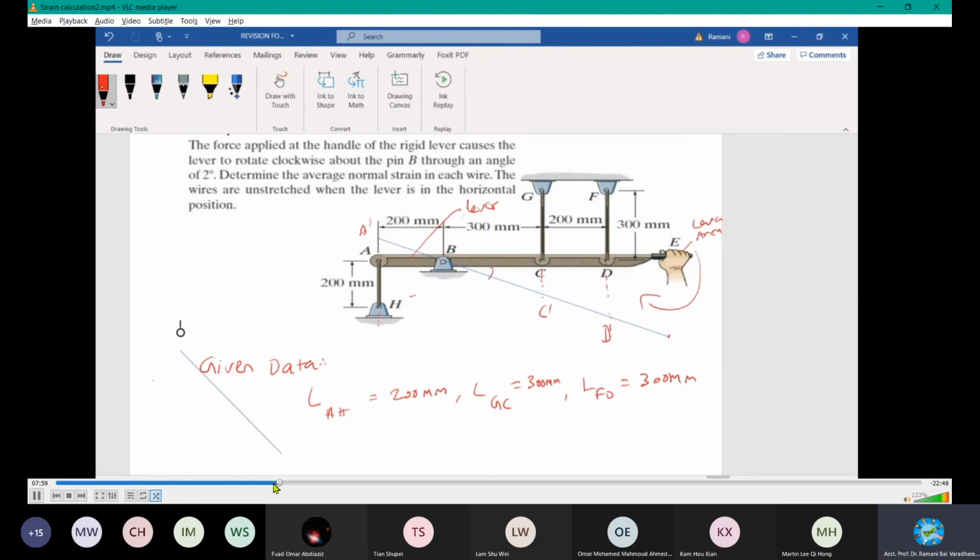What is the angle of rotation given? It is about B. How much is the rotation about B? 2 degree, isn't it? Since degree is given, you need to convert to equivalent values. You must know the equivalence between degrees and radians. If you convert, you can conveniently calculate it. The angle of rotation is 2 degree. I am marking this one, and then we can solve for the answer.